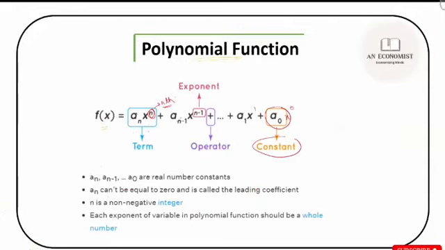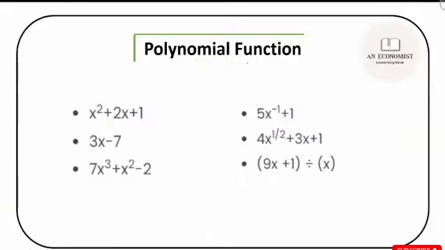These are particular terms in the polynomial, and plus is the operator, and this is the exponent. And we have certain constraint on the exponent. The exponent in the polynomial should be a whole number, and we will see examples now that will give you an idea. So you need to identify which of the following are polynomial and which are not. So here this is simple polynomial of degree 2. This is also polynomial. This is linear function. This is a quadratic function. This is linear function, and this is cubic function. So all these functions are polynomial functions.